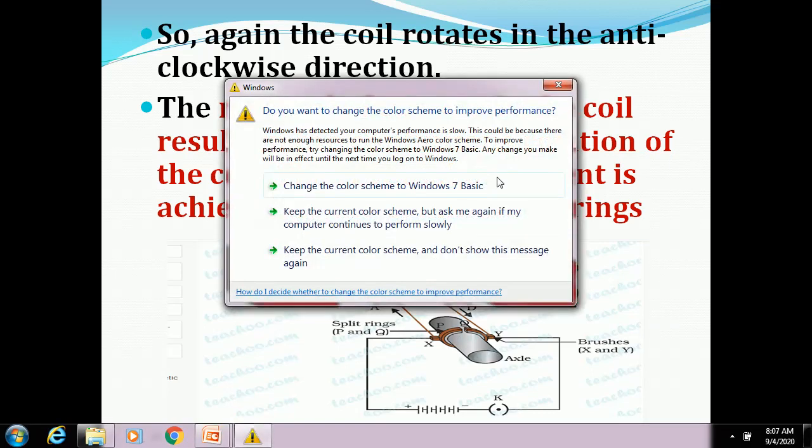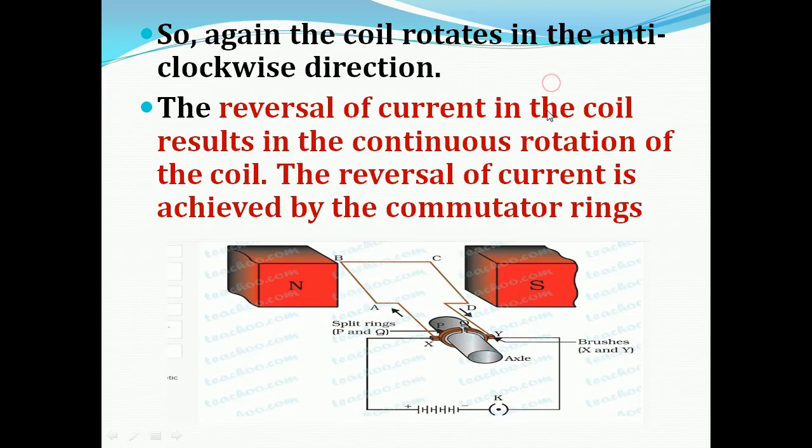So what is meant by commutator or split ring? A commutator or split ring is a device that reverses the direction of the flow of current through a circuit. In an electric motor, the split ring acts as a commutator, and the reversal of current also reverses the direction of force acting on the two arms.